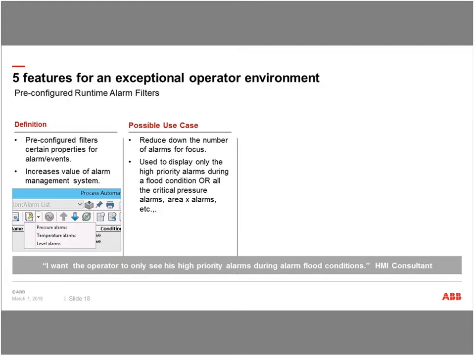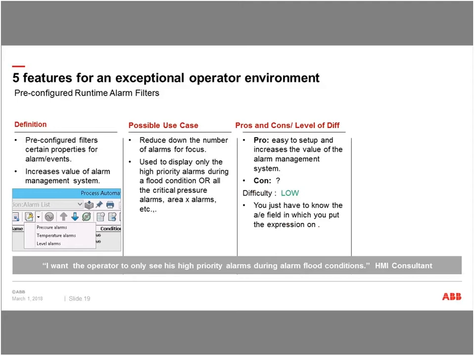I've gotten asked by some HMI consultants, hey, my design has this in it, or I want to just see the high priority alarms in case there's a flood condition. How can you do that very quickly and very easily? And this would be how I would advise them to do it. So very, very easy to set up.